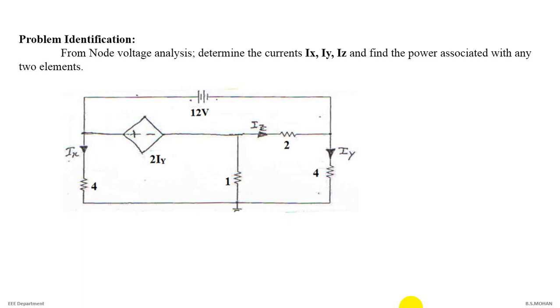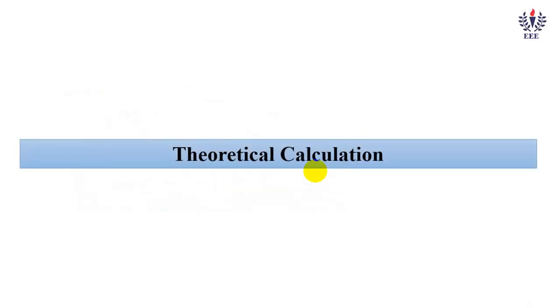We can see here we have voltage sources, both dependent and independent. This is your 12 volt independent and this is 2 Iy which is dependent. As you can see from the polarity mentioned, it depends upon the current Iy which is flowing through 4 ohms in the downwards direction. So let's see how we solve this.